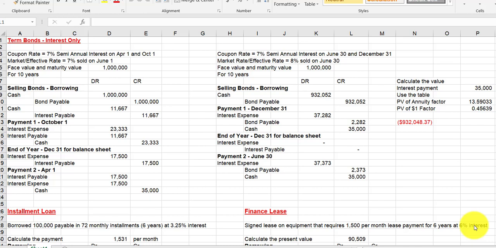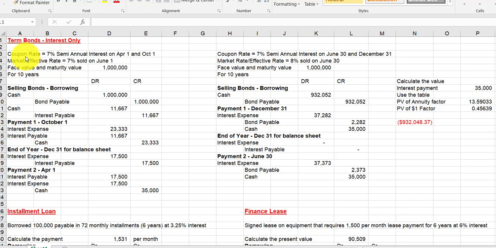Hello everyone, welcome to our third podcast having to do with liabilities with some examples in Excel so that you can get some really good insight into how to work through these problems and hopefully complete your homework correctly. So first we're going to talk about term bonds and show the examples of the journal entry.